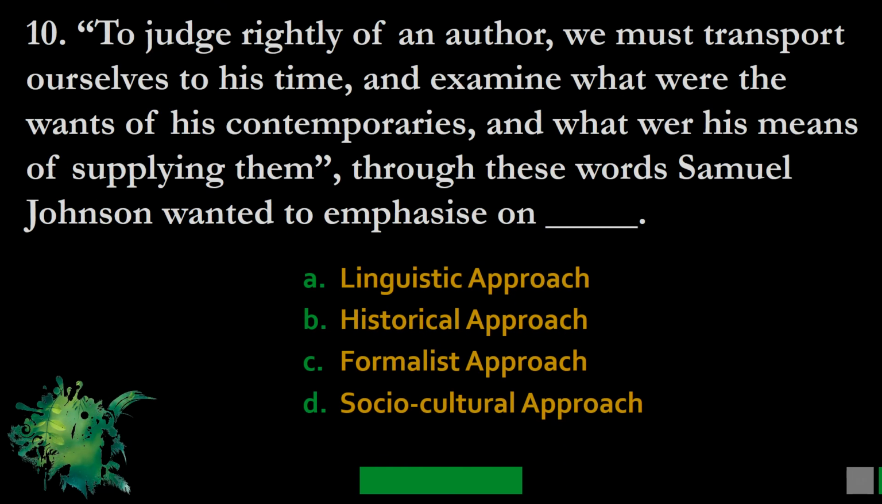Question number 10. Here we have a quotation, and you just need to understand through these words what Johnson wanted to emphasize. We have these words: to judge rightly of an author, we must transport ourselves to his time and examine what were the wants of his contemporaries and what were his means of supplying them. Through these words, Samuel Johnson wanted to emphasize on, and options are A, linguistic approach, B, historical approach, C, formalist approach, and D, socio-cultural approach. Please note down your option, and the correct option is historical approach.